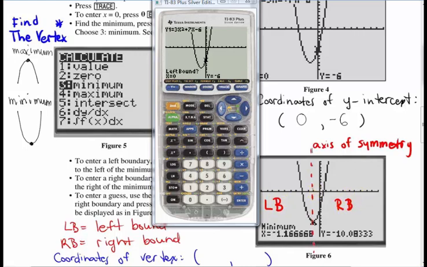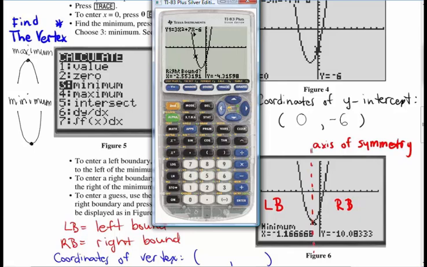So what your calculator is asking for is a left bound value of some sort. Okay, so what you want to do is take your left arrow key and move the cursor so that it's to the left of the vertex. It doesn't matter how far you go, just so long as it's to the left. Press enter and you'll get an arrow up here pointing to the right.